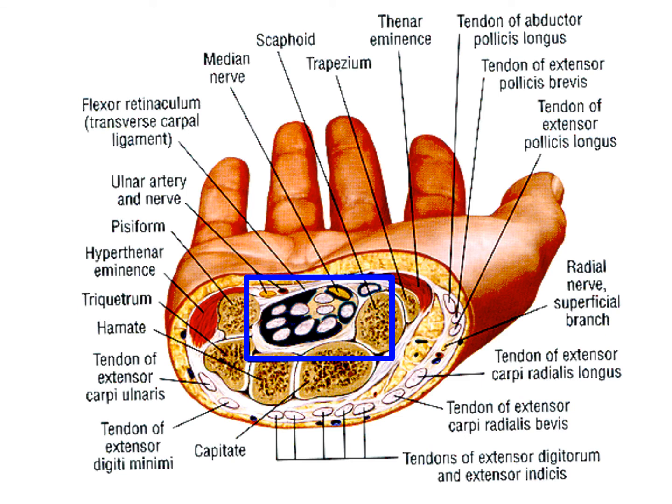There are a total of 11 muscle tendons passing through the anterior wrist from the wrist and finger flexor muscles in an area referred to as the carpal tunnel. In addition, the median nerve also passes through this small space.